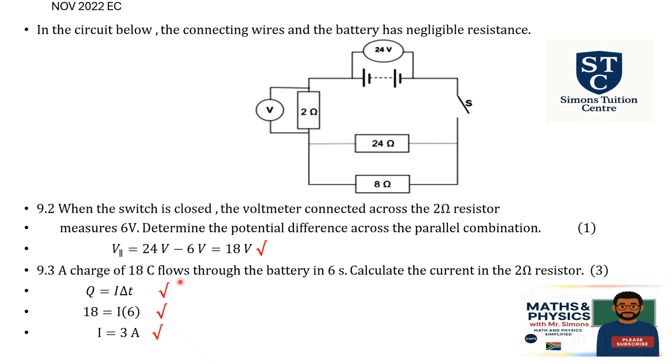Charge of 18 coulomb flows through the battery in 6 seconds. So I've given you charge and I've given you time. Calculate the current in the 2 ohm resistor for 3 marks. So first mark we give you is for selecting the correct equation. Charge equals I times the change in time, 1 mark. My charge is 18 coulomb. My time, 6 seconds. So second mark for correct substitution. 18 divided by 6 then gives me 3 amperes of current in the 2 ohm resistor.